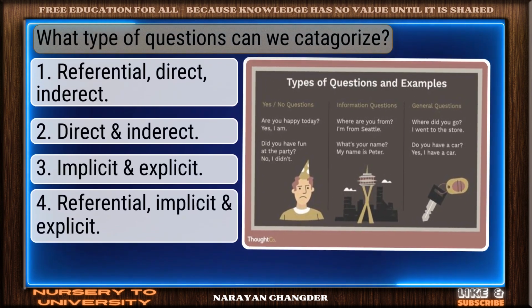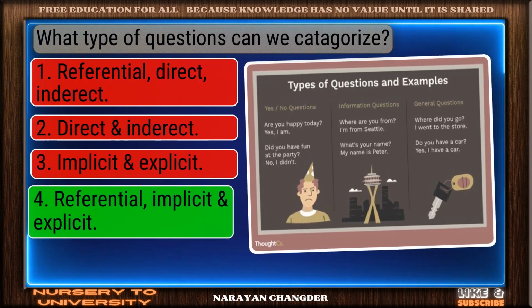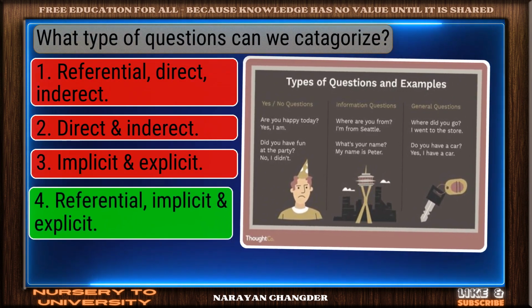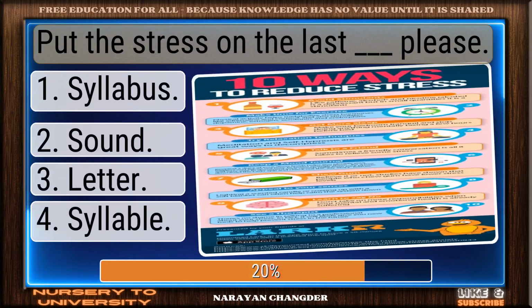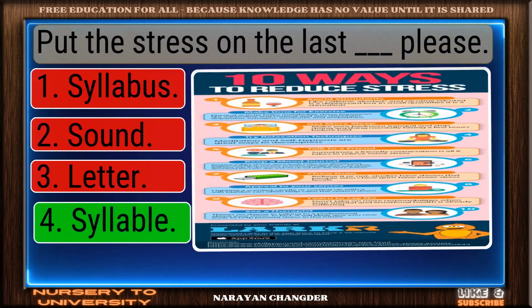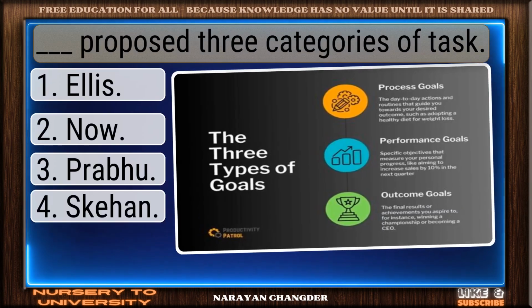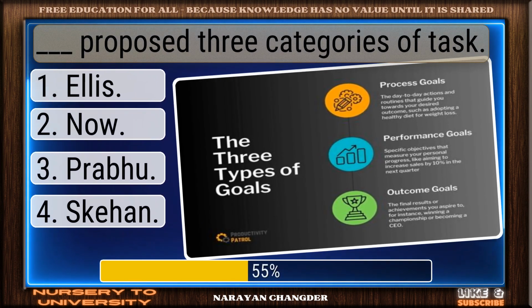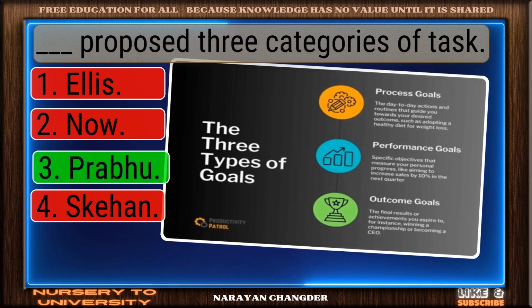What type of questions can we categorize? Sharp thinking, referential, implicit and explicit is the right choice. Put the stress on the last dash, please. Great job. Syllable is the accurate answer. Dash proposed 3 categories of tasks. You're right. Prabhu is the correct answer.